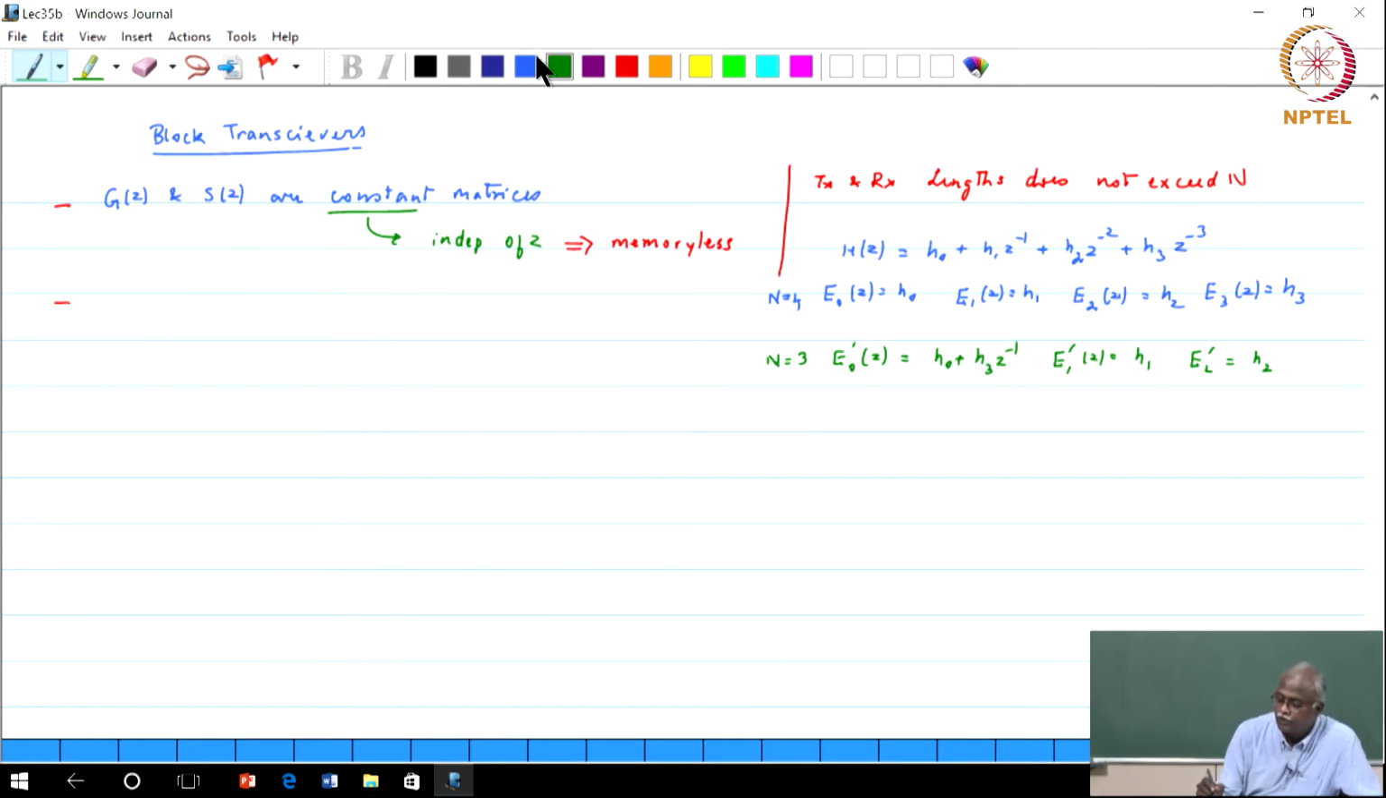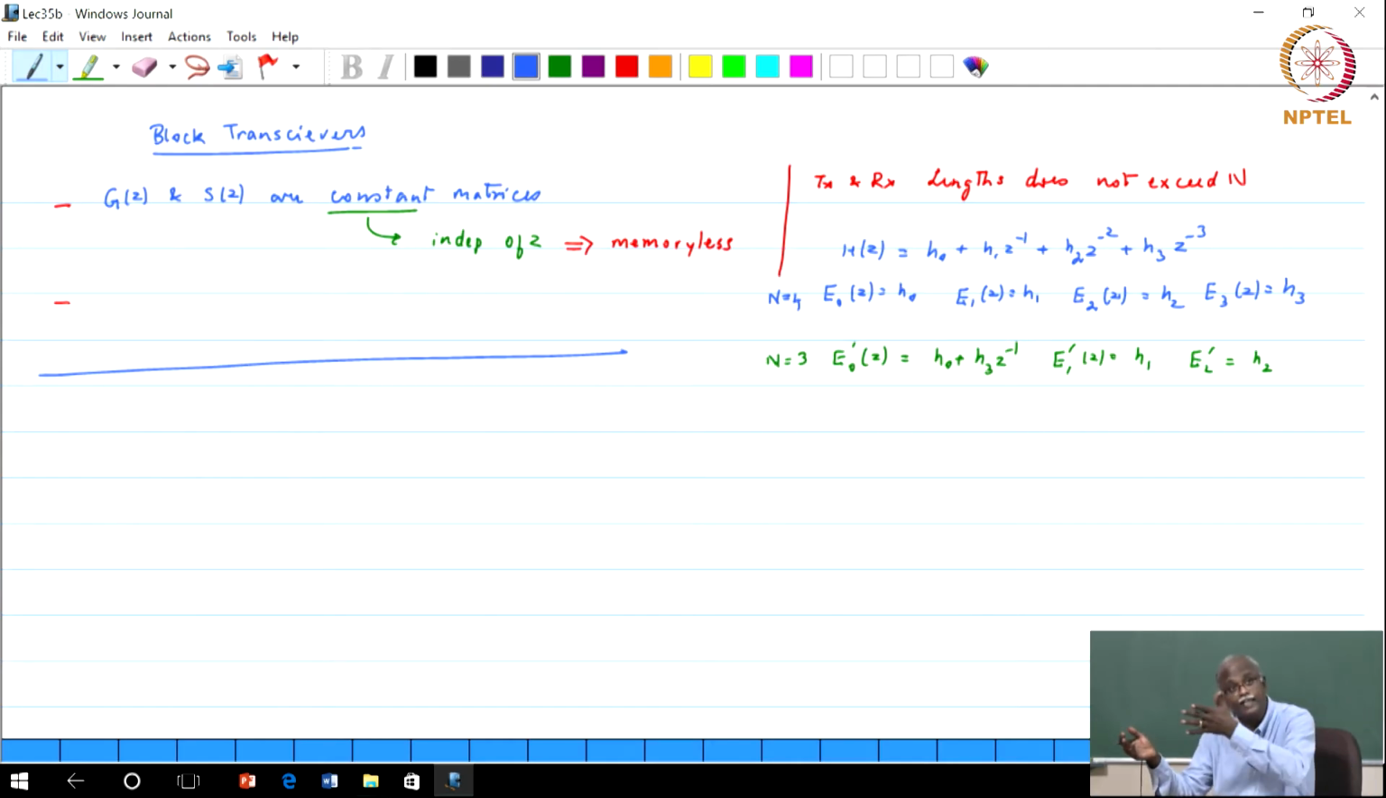So, keep this as one aspect. I am interested in block transceivers. I am going to look at the case where G and S are constant matrices. That means the length of my filters are chosen such that they are the same as the size N, which is the redundancy with which I am going to transmit. Now, here is another element which is very important for us, minimal block transceivers. Okay, minimal transceivers.